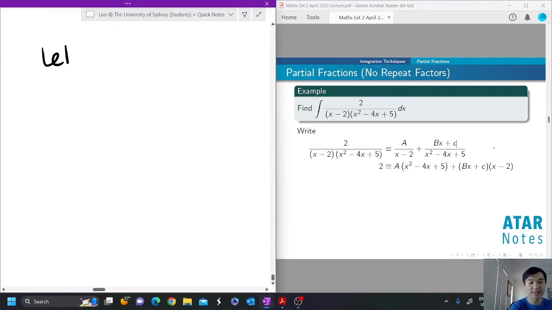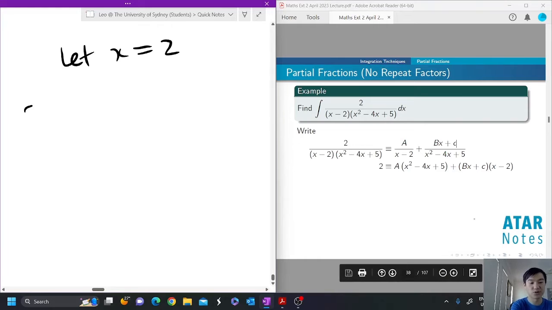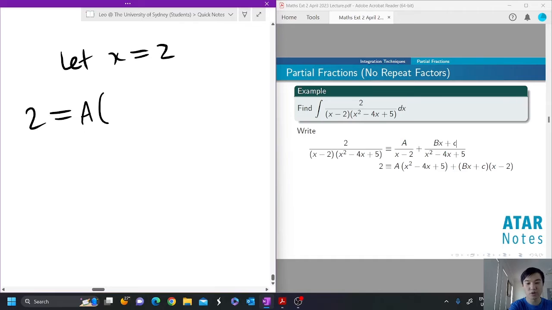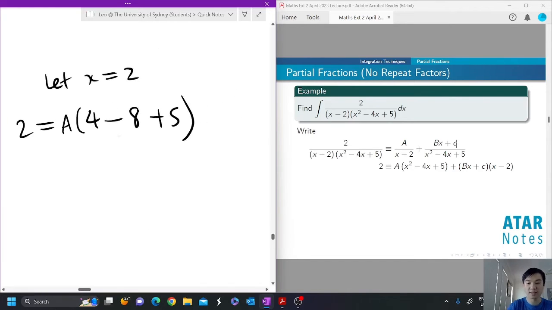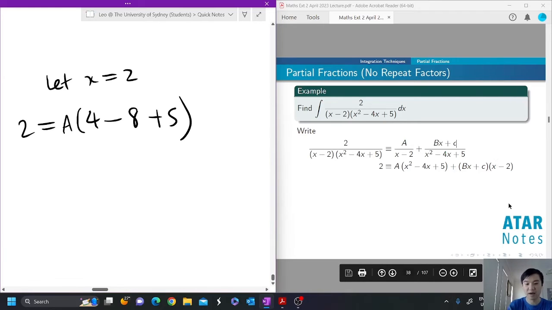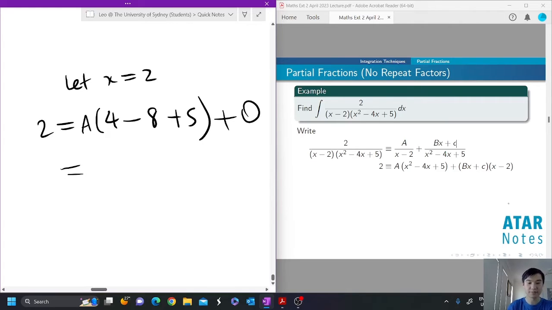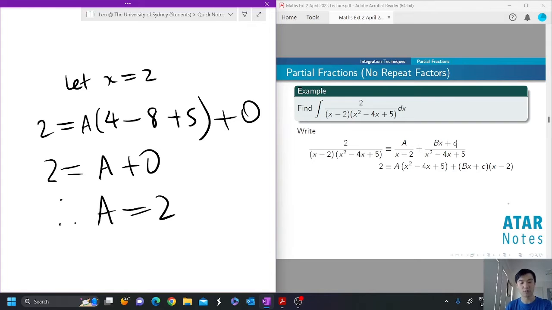So I'm going to let x equal 2. On the left, there's no x, so it just stays 2. So 2 is equal to a times 2 squared, which is 4, minus 4 times 2, which is 8, plus 5. And here this is 0, so that entire thing goes away. So this is negative 4 plus 5, which is 1, so a plus 0 is 2. Therefore, a is just going to be 2, which is lovely.